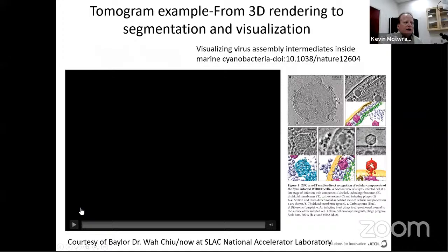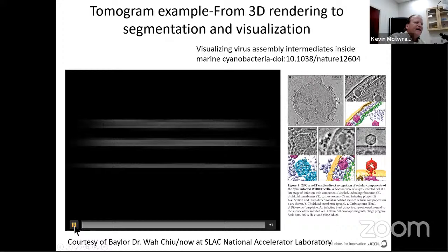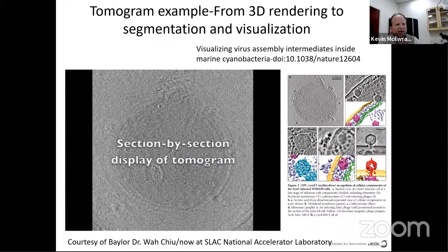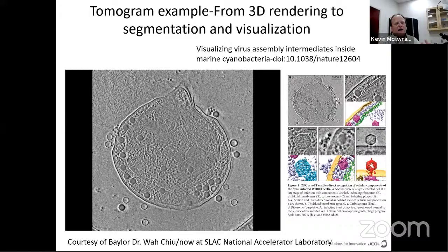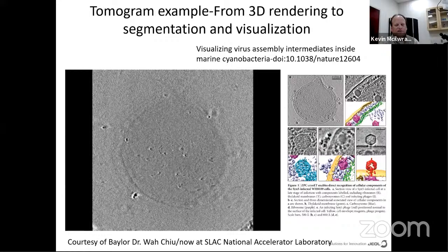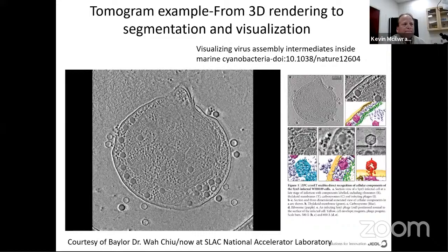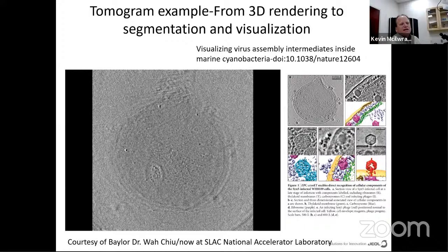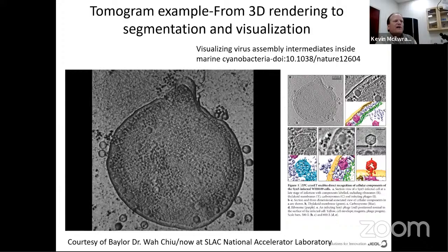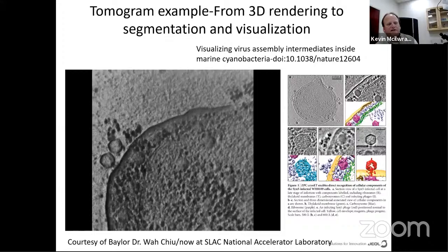Now, an example of a full tomography data set: here's data that was collected by Wah Chiu's group when he was at Baylor. He's at Stanford now. And so you're seeing a tomographic volume of a cryo sample, and we're dissolving through it in the Z direction right now. This is a reconstructed volume. And then the next step, because we collected the data and built a 3D volume, now we're going to do volume rendering. So we're going to look around, and you can see here, as we move around, we have these viral phages on the outside of this cyanobacteria.